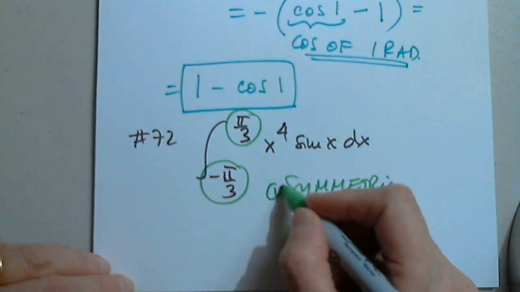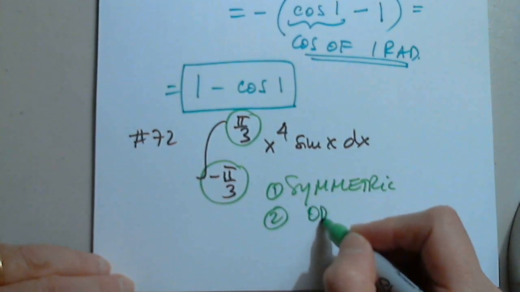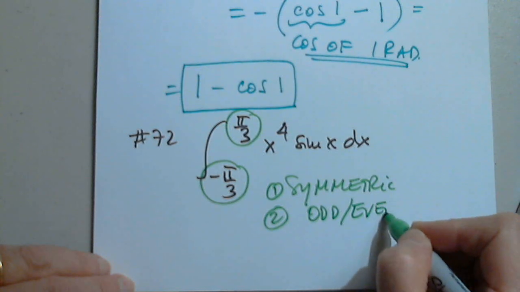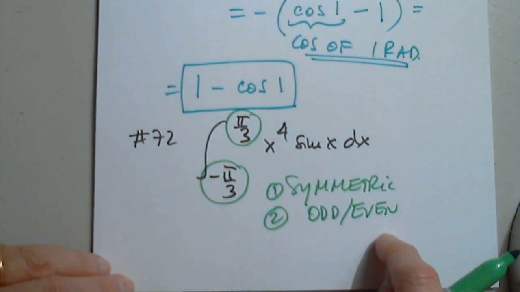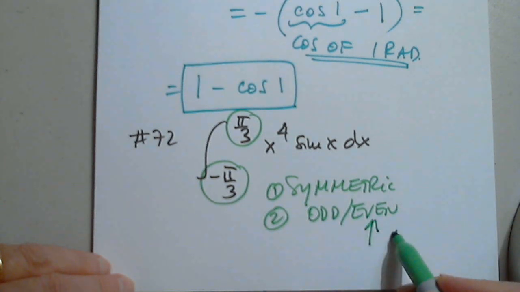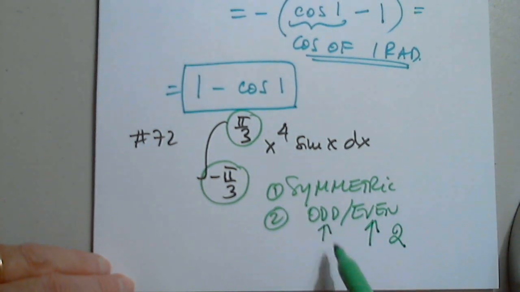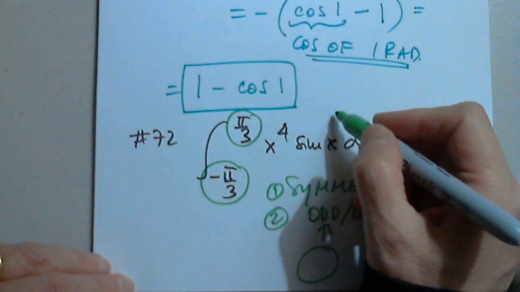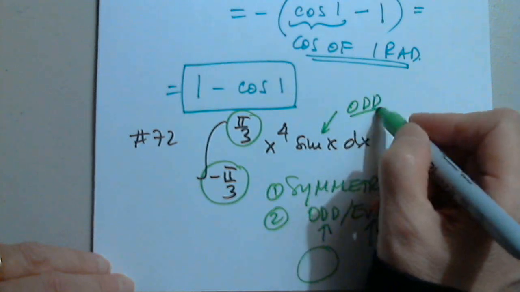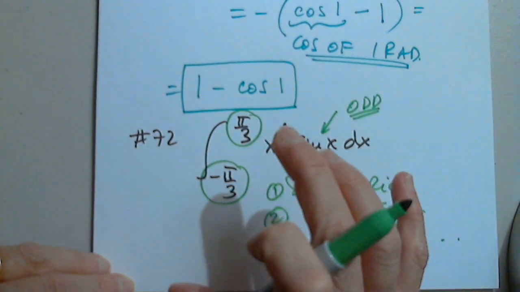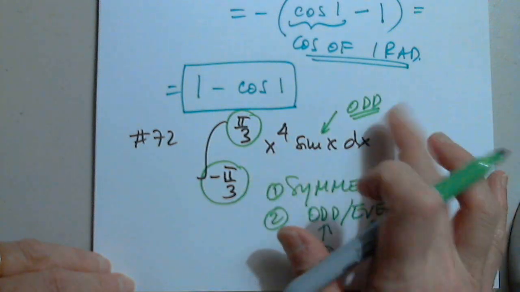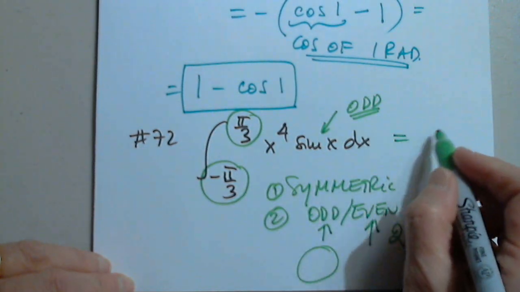Symmetric is number 1, and number 2, odd or even. Odd or even. That makes a huge difference. Only in the case of even, I write 2. In the case of odd, I write 0 from the beginning. So this is 2 times the integral. But this one's even. This one is odd. Sine is always an odd function. So odd times even is always odd. So the answer is 0.